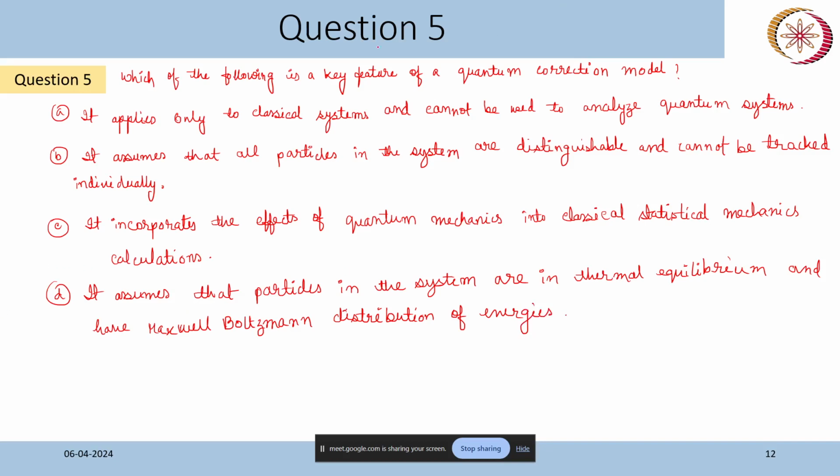So the question is about quantum correction model. Here the answer is option C. It incorporates the effects of quantum mechanics into classical statistical calculations. So what are classical statistical calculations? The way we calculate the current transport using drift diffusion, or the way we use different distribution functions. Those are statistical mechanics.